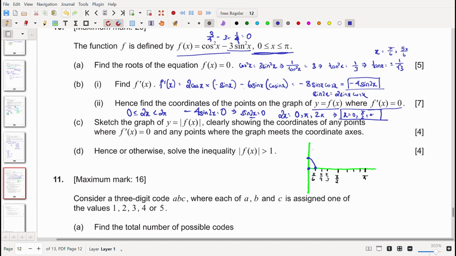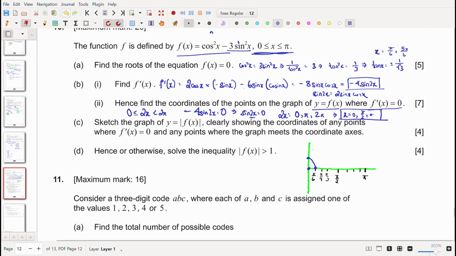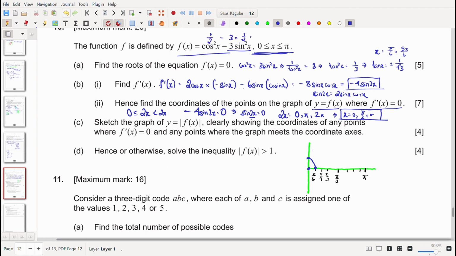Now what happens at pi by 4? Pi by 4 is a pretty common, easy to remember value, guys, since it's 1 by root 2. So 1 by root 2 whole squared is 1 by 2, minus 3 times 1 by 2, is equal to minus 1. So at pi by 4, we go to minus 1. But since we're dealing with the mod graph, we go straight back up here. So I guess the curve would be like this.